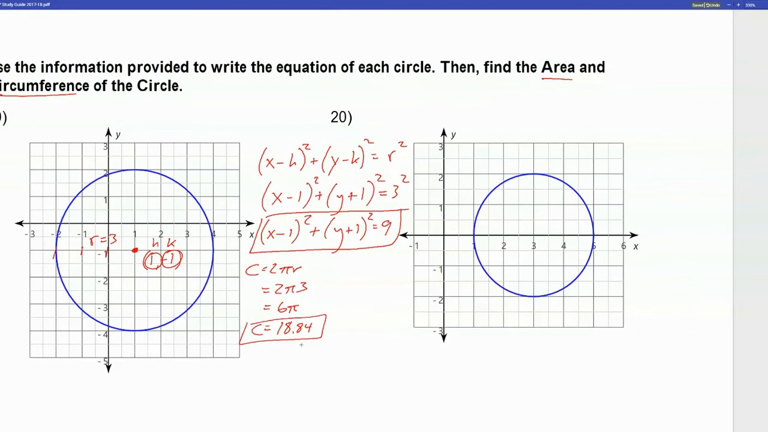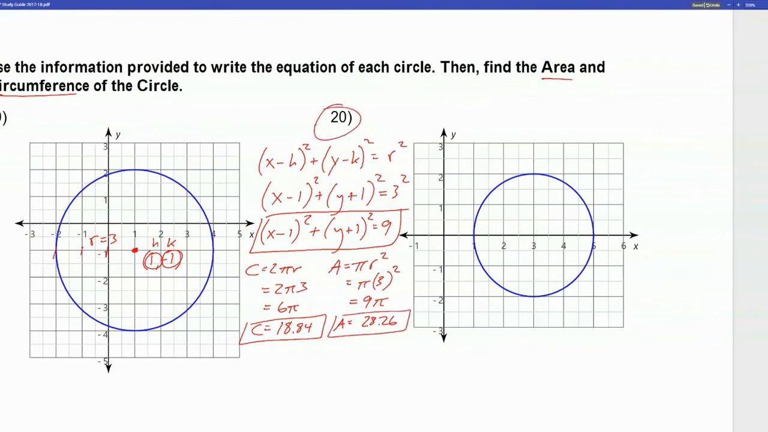So we got circumference. Now remember, area is pi r squared, and we already said radius is 3, right? So we're just going to square that 3, which is 9, and 9 times pi, 9 times 3.14, and you should have gotten for your area again, 28.26. All right, so yeah.